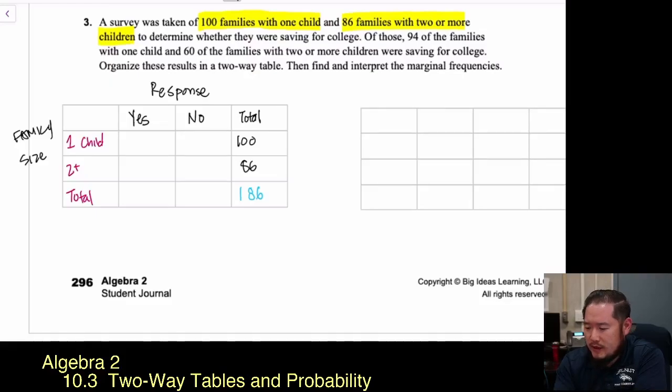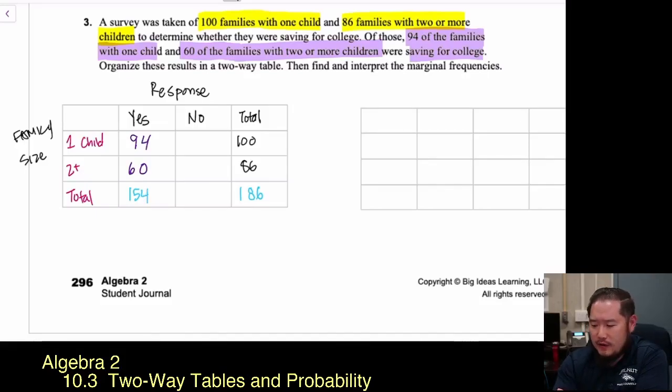Okay. Let's go ahead and move on next. It says of those 94 families with 1 child and 60 families of 2 or more children were saving for college. So that would be under the yes category. So let's go ahead. 1 child, we said 94 is yes. Then we have 60 for families with 2 or more children saving for college. So now we can go ahead and figure out the total right there. We take 94 plus 60. We now have 154 for total yes responses.